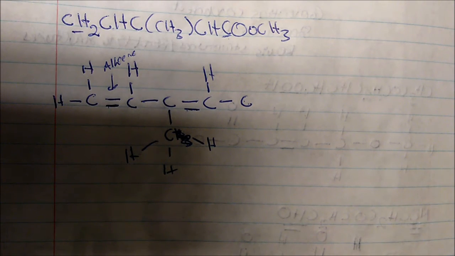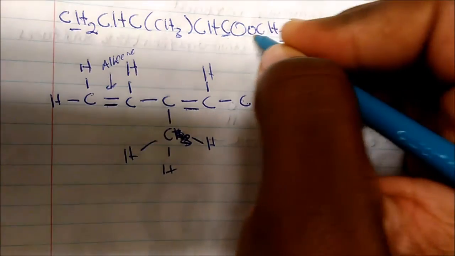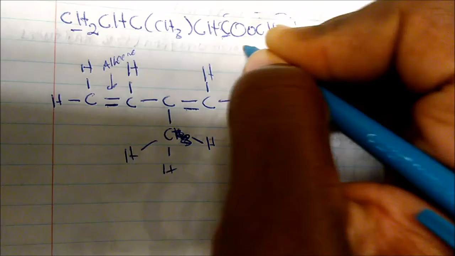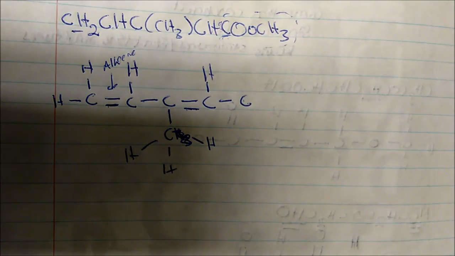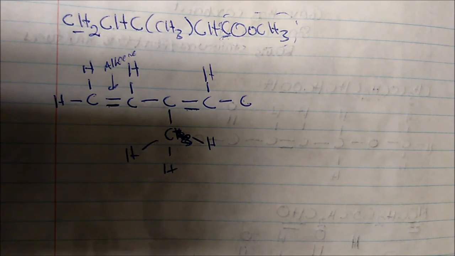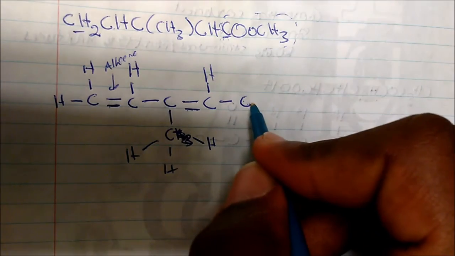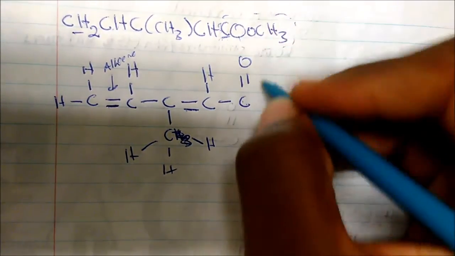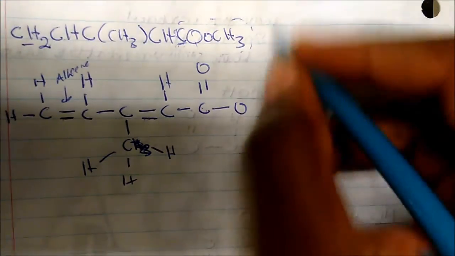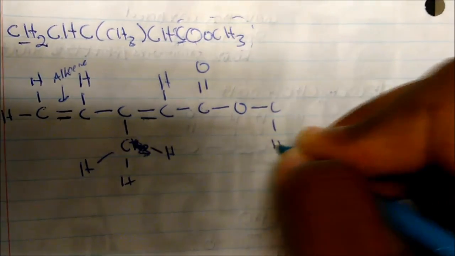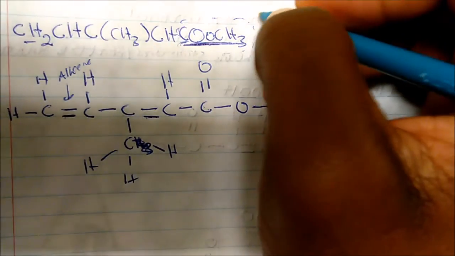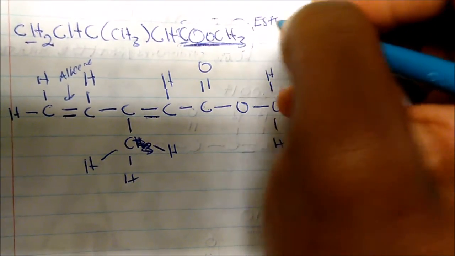If you did not know, this whole thing here is what we call an ester functional group. So this carbon is bonded to a carbon that's double bonded to the oxygen, and we have an oxygen that's sandwiched, and we get our CH3. So here's another cue: COOCH3. This is called an ester.